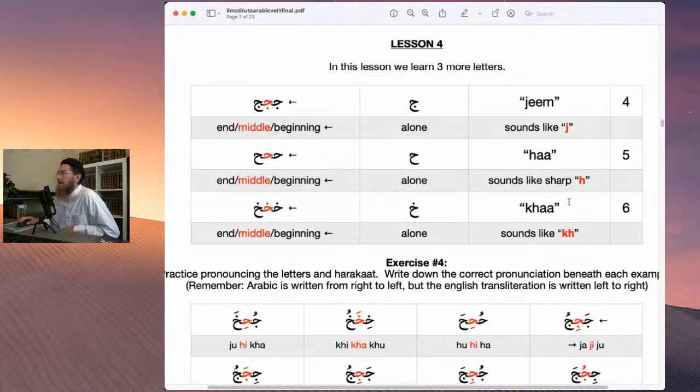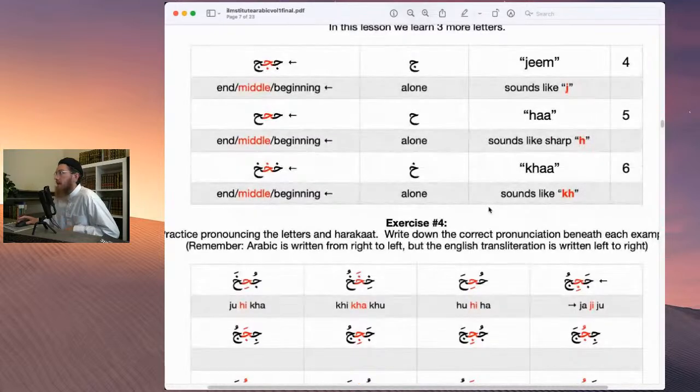Then we have the letter kha. Kha. It sounds like a KH. So the letter kha, this is how it's written alone, and this is how it's written in the beginning, middle, and end of a connection. What's different regarding this letter is it has a dot above. So these are just 3 more letters. This is how they sound. This is how they look. You just need to memorize that. It's as simple as that.